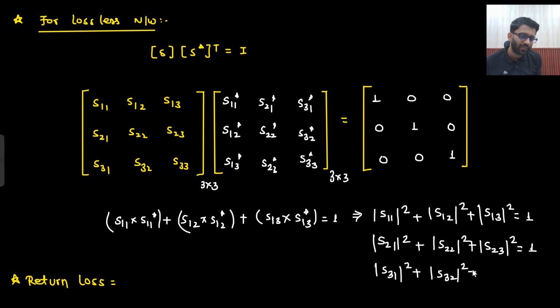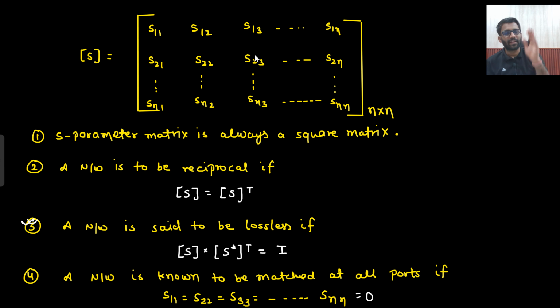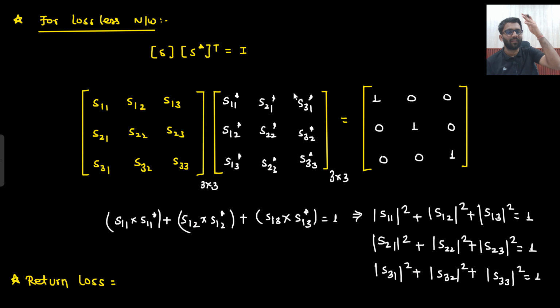So let's revise everything we have studied. There are some properties. The S matrix would be a square matrix. It will be reciprocal if the transpose is equal to the matrix. It will be lossless if the matrix multiplied by its conjugate transpose, first taking the conjugate, then the transpose, gives the identity matrix. If I elaborate, you take any row: mod of S11 whole square plus mod of S12 whole square plus mod of S13 whole square. If you add all of them, it should be equal to 1 for a lossless network.